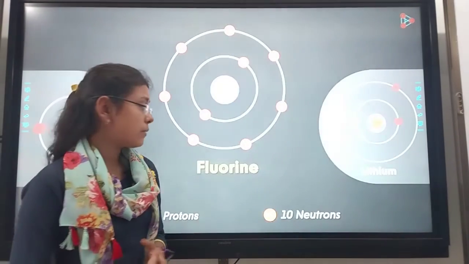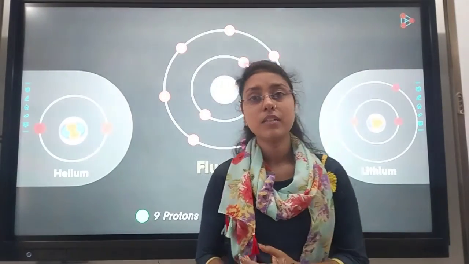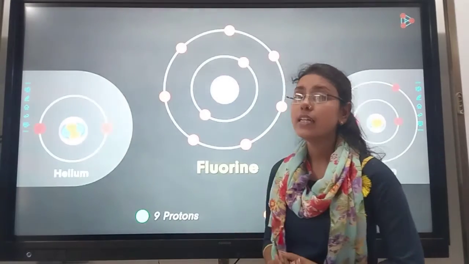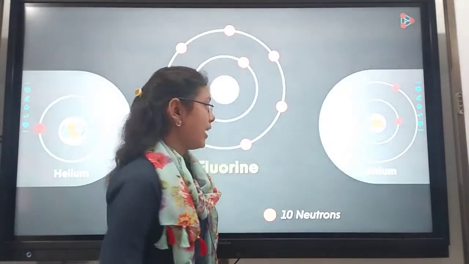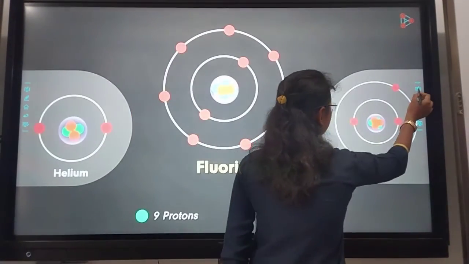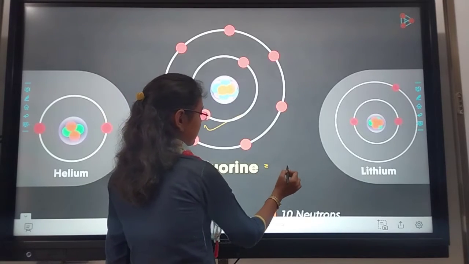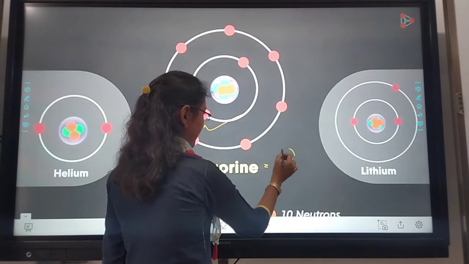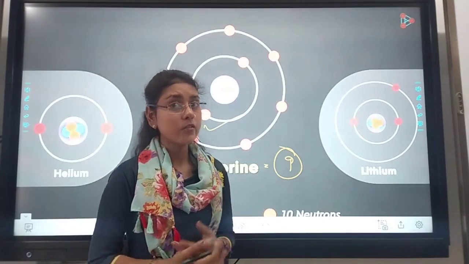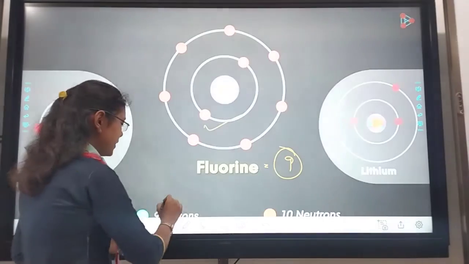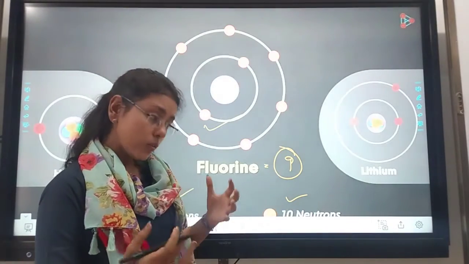In this case of fluorine, the atomic mass is nothing but 19. How does this happen? As we know, the atomic number of fluorine is 9, right? So the number of protons should be 9 as well as the number of neutrons should be 9. But in this case, the number of proton is 9 and the number of neutron is 10. Okay, so what will happen?